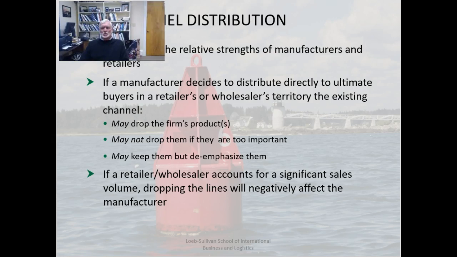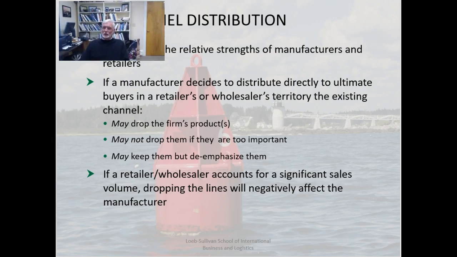So what are my options as a retailer? Well, my options are I can stop carrying that firm's product. So I can vote with my pocketbook and say, hey, you want to sell direct? Go for it. I'm not going to carry your product anymore. I'm going to switch to some other similar product. Put my dollars with suppliers that are supporting me. So that's one thing to do.